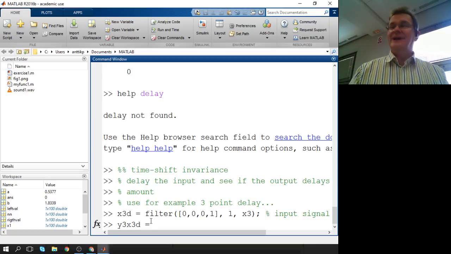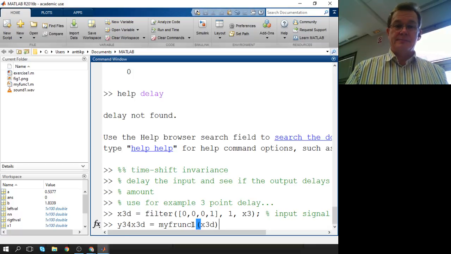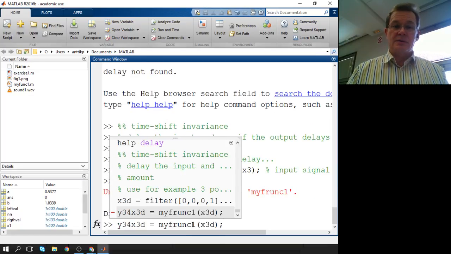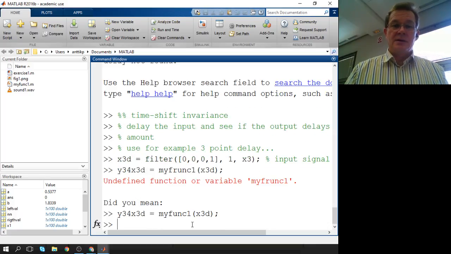Y3 for X3D. So that is simply my func1 and X3D. There we go. My func. There we go.